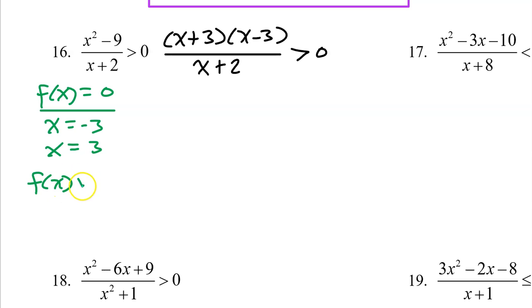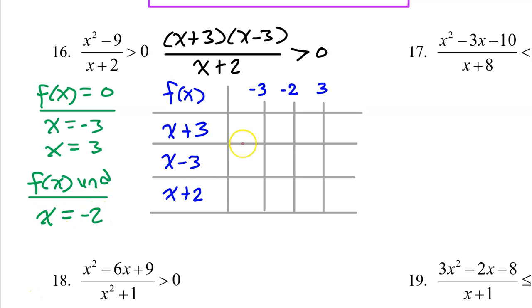Where is f of x undefined? That's where the denominator is equal to 0, which is at x equals negative 2. Set up your sign chart like this. The x plus 3 gave us the negative 3. This factor is negative on the left, positive on the right. The x minus 3 gave us the positive 3. It will be negative to the left and positive to the right.